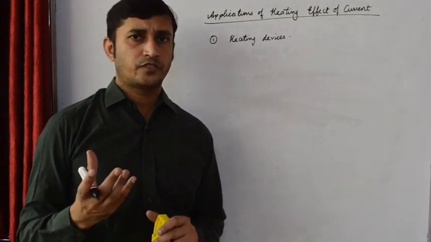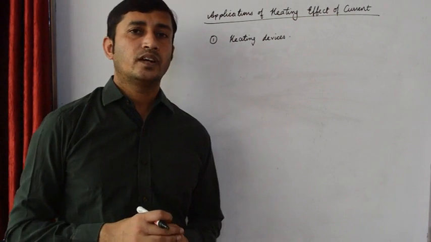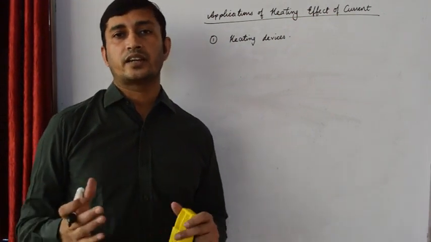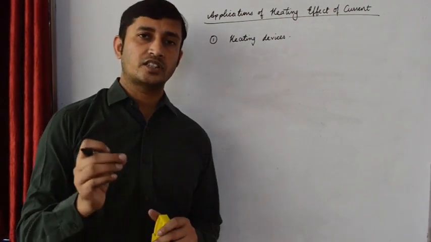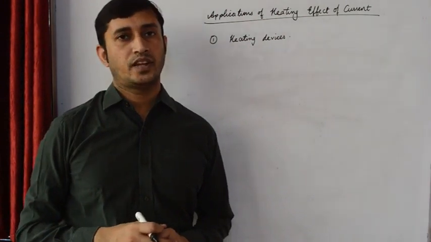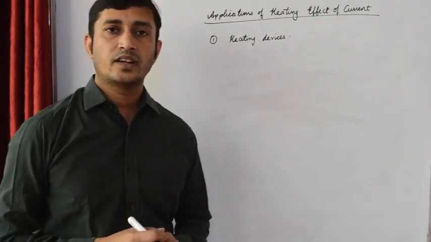The bulb which we see is filled with some inactive gases like nitrogen, argon, etc. to prevent the oxidation of the filament. That was the second application, to produce light.